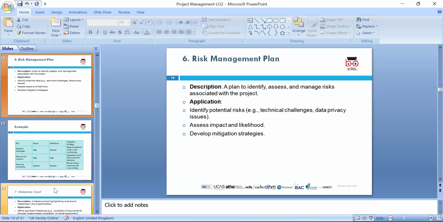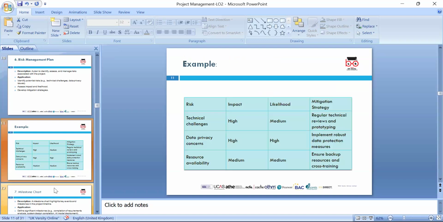We need to make sure that for the data we have GDPR, the General Data Protection Regulation. We really need to follow and fulfill the requirement. That is quite crucial, which we have to do. So assess the impact and the likelihood, and develop mitigation strategies for these, to see how we can minimize the risk.